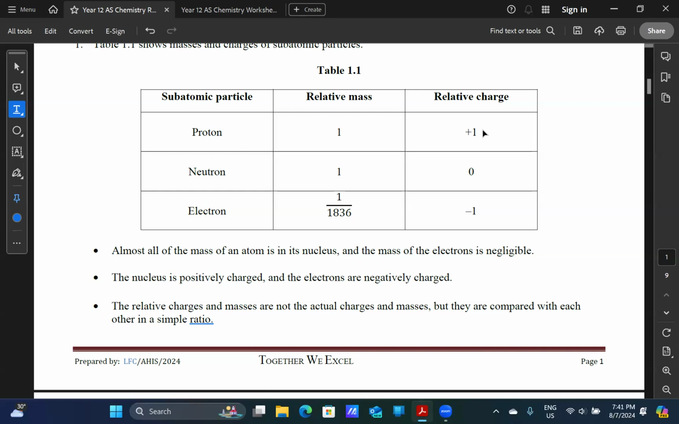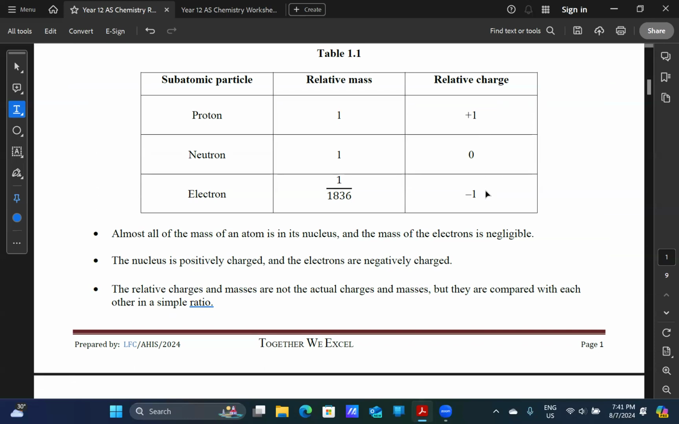Then how about their relative charge? If I put positive 1 and negative 1, what's the meaning of this number? As you know, the number is the same for proton and electron. Both carry 1 unit of charge. I repeat again, proton and electron carry the same amount of charge.